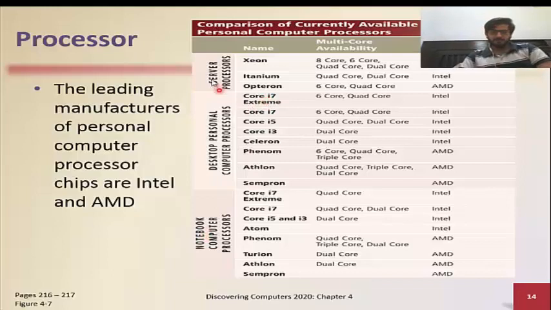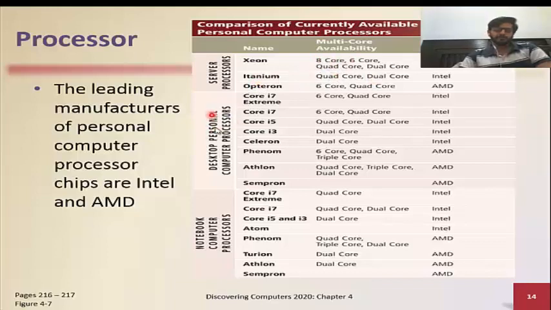What happens in the server environment? Intel is here, and Xeon is the name of the processor. Look at the working cores. We have 8 core, 6 core, quad core, and dual core. Xeon is available for the server environment. That is a very famous processor when working with servers. AMD is also here, and at maximum it goes to an 8 core processor.